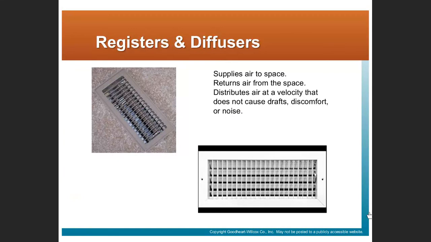So the last piece of the puzzle are the registers and diffusers, right? This is what distributes, supplies air to the space, returns air from the space, and hopefully if the mechanical contractor, if that's the person who is doing the design, or the mechanical engineer, have done their job well, we're distributing air at a velocity that does not cause drafts or discomfort or noise, right? Those are all things that we don't want to have in our HVAC system. We don't want it to be noisy, and we want the distribution to be such that it's not drafty.